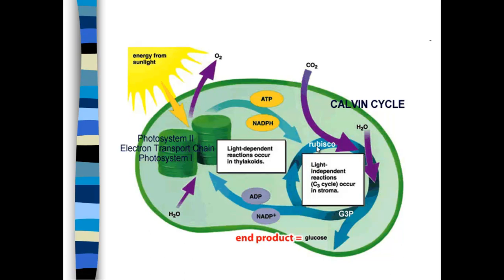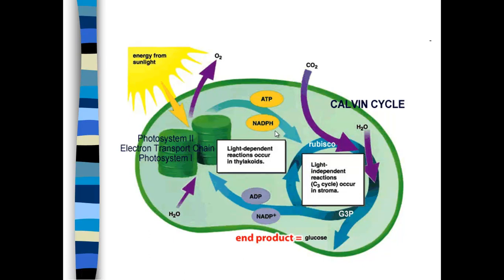If you follow this around, you have photosystem 2, the electron transport chain, and photosystem 1 as light-dependent reactions. These occur in the thylakoids, either within the chloroplast for eukaryotes or in the plasma membrane for prokaryotes. Photosystem 2 takes water and converts it to oxygen, and then the excess electrons and hydrogens are carried by NADPH. Photosystem 2 creates ATP. Photosystem 1 excites electrons to create NADPH.